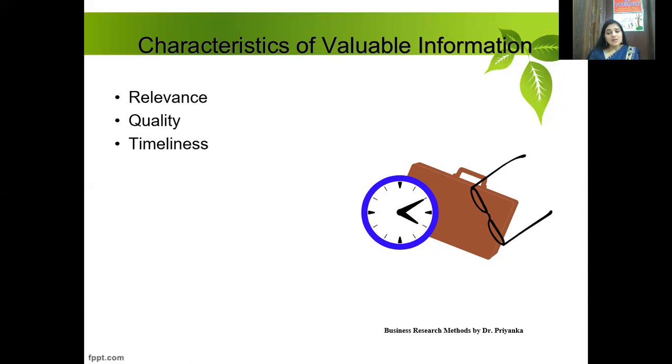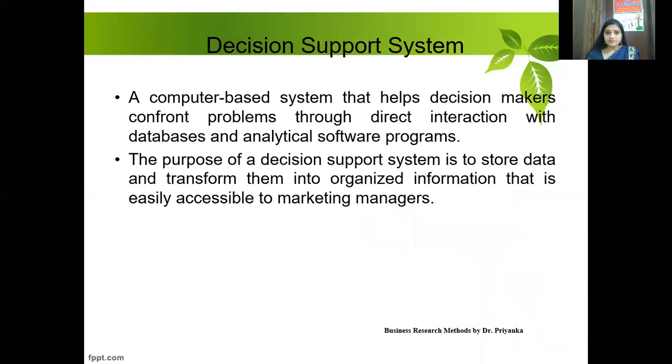Then timeliness. Information available within the time limit is much better than more information being provided in much more time. If information is available timely, then it is more useful. Then completeness. Information should be complete about whatever company or individual you are getting the information. It should be complete, otherwise it is of no use.